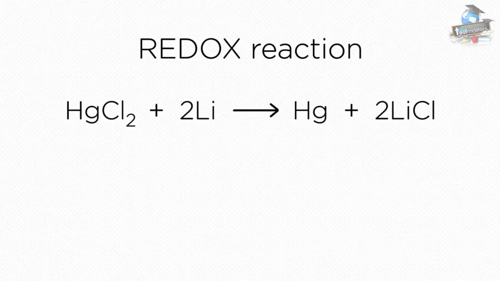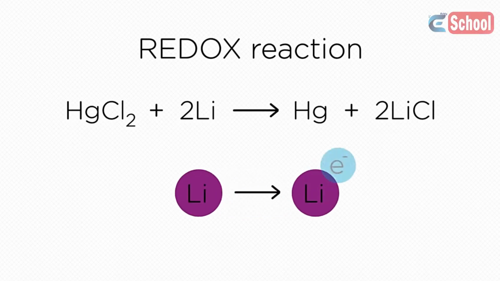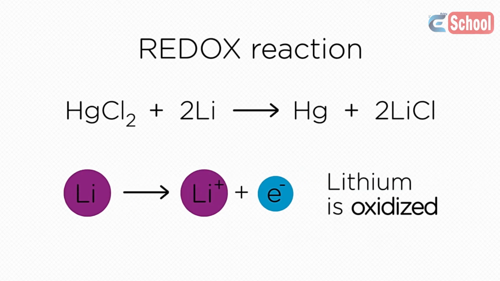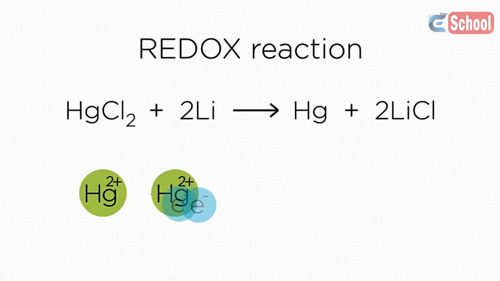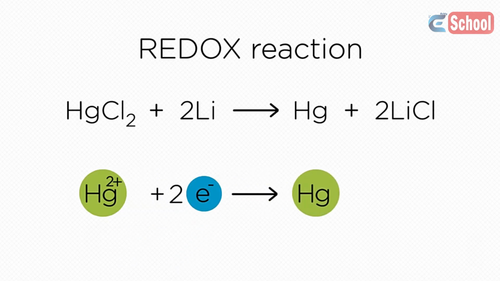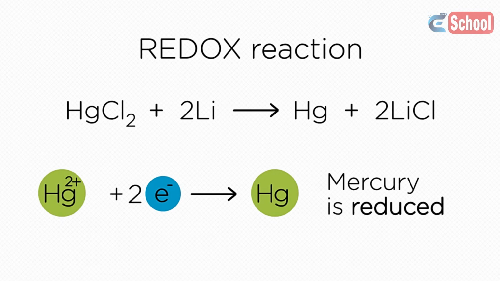Let's take a closer look at what happens to the two metals. Lithium gives up one electron to form Li+. This means the lithium is oxidized. At the same time, mercury, Hg, collects two electrons to make mercury metal. In other words, mercury is reduced. Its charge, or oxidation state, is lowered.